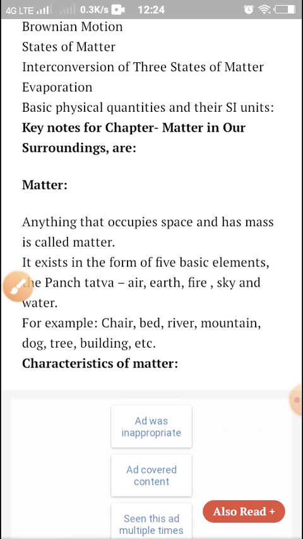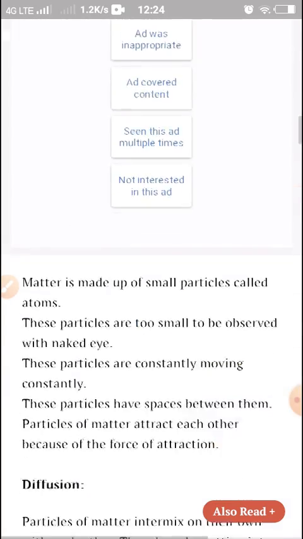So the five basic elements are air, earth, fire, sky, and water, right? This is how I made you understand.